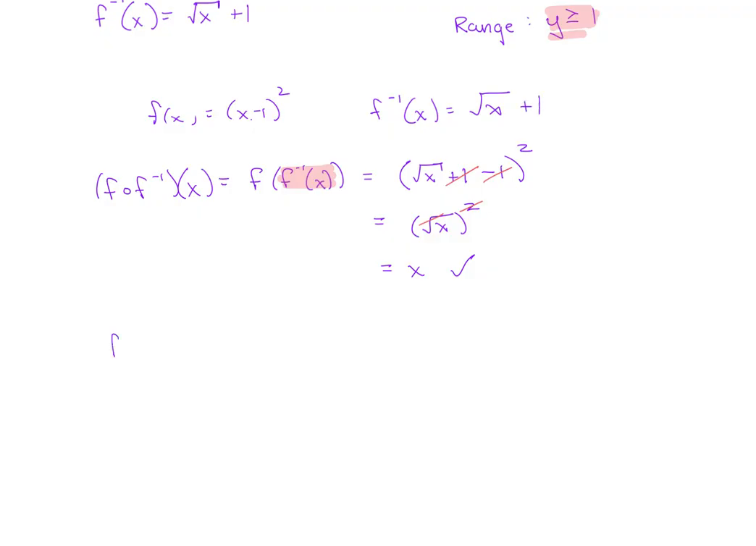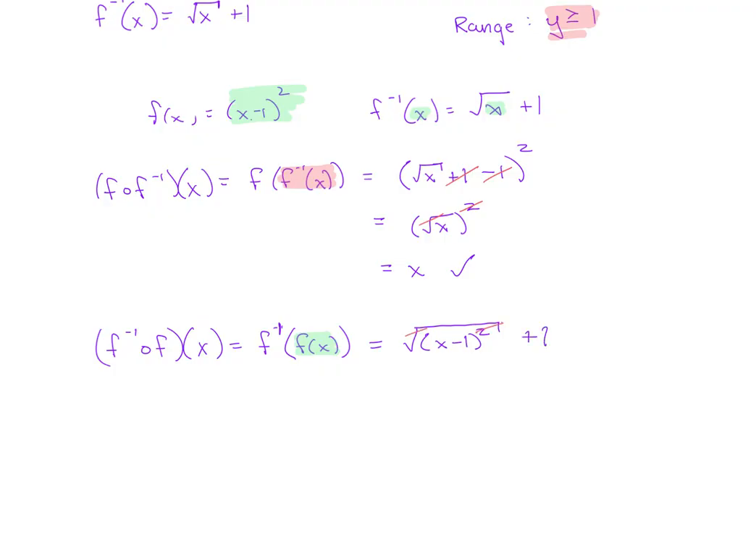We want to go ahead and find f inverse of f of x. For this one, we want to plug the original function into the inverse function. And so here, wherever we see x, we're going to replace it with f of x. All right, so what is this equal to? What we get is the square root of x minus 1 squared plus 1.